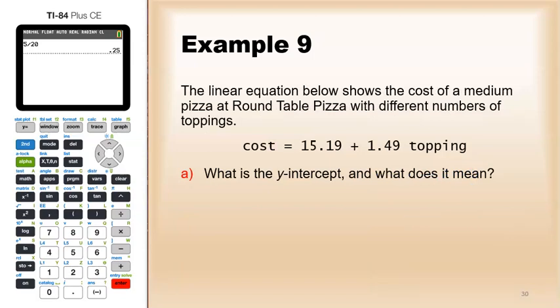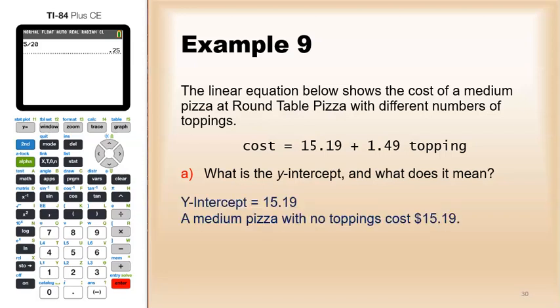All right. This linear equation here shows the cost of a medium pizza at Round Table Pizza with different numbers of toppings. So the cost was essentially $15.19 plus $1.49 per topping. So what's the y-intercept and what does it mean? Well, the y-intercept would be this number right here, $15.19. And since my x value deals with the number of toppings, the y-intercept is going to be the price for no toppings. So a medium pizza with no toppings would cost $15.19.